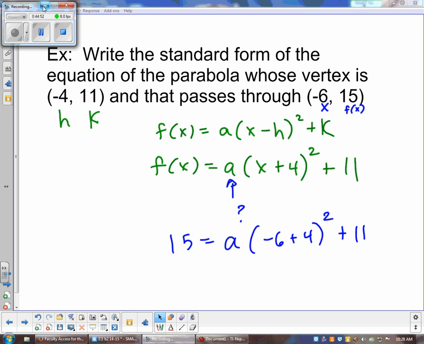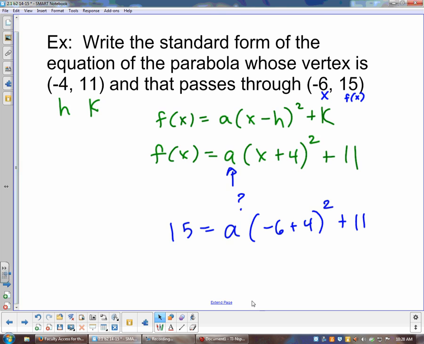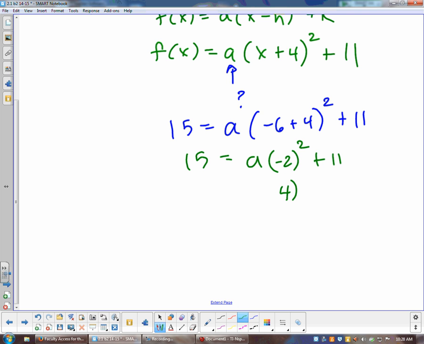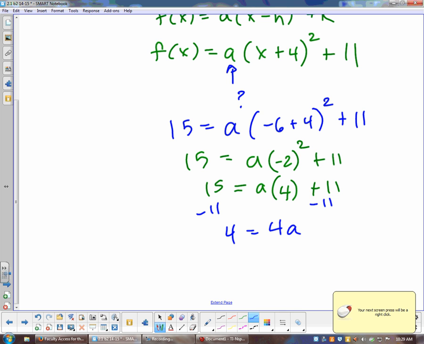Okay, so if we are trying to work this out here, the negative 6 plus 4 is a negative 2. So I have negative 2 squared is a positive 4. So I really have 4 times a plus 11 equals 15. I'm going to subtract 11 from both sides. So I get 4 equals 4a, divide by 4, and I do get a equals 1.